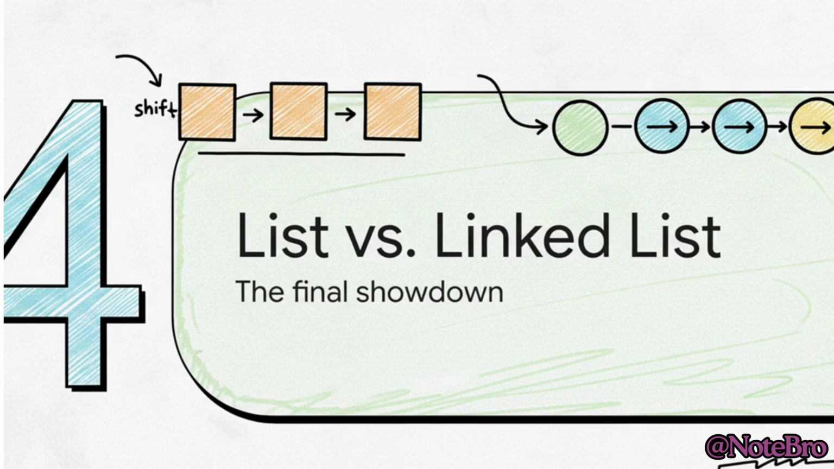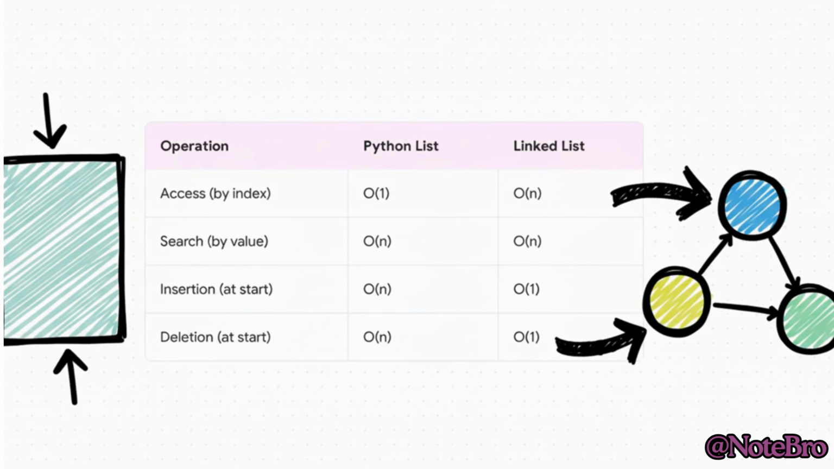So let's bring it all together. When should you actually use a linked list instead of a regular Python list? It's never about one being better than the other. It's about using the right tool for the job. Time for the final showdown. This table is basically your cheat sheet. It lays out all the trade-offs perfectly. If you need to grab an element by its index, say the 500th element, a Python list is king. That's an O(1), constant time operation. A linked list is awful at this. You have to walk the whole chain from the very beginning.